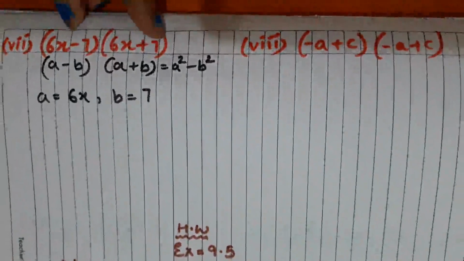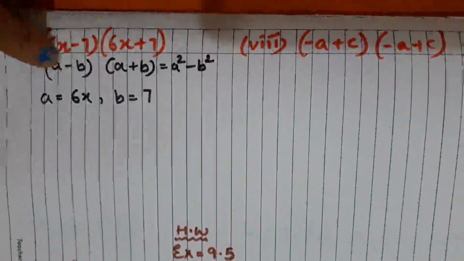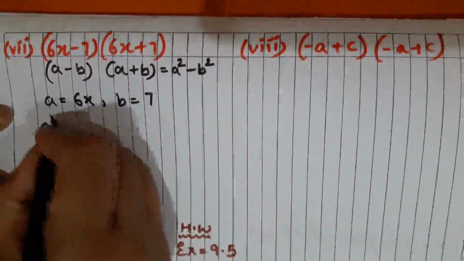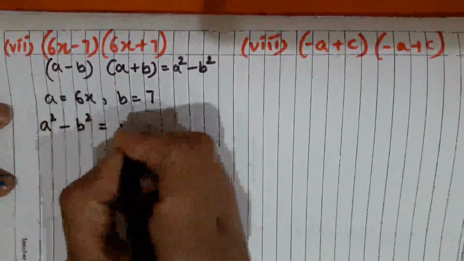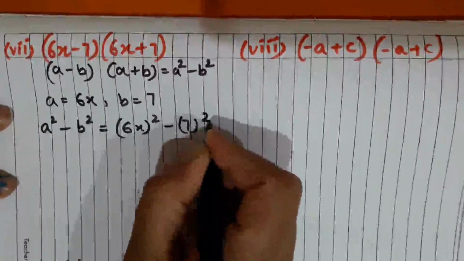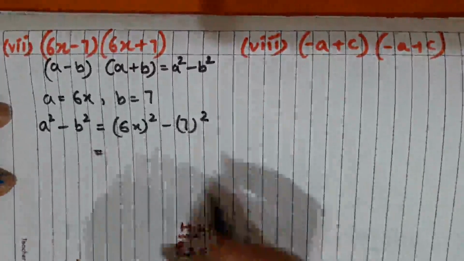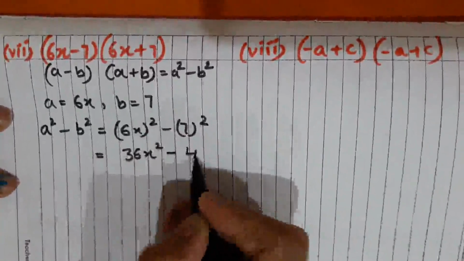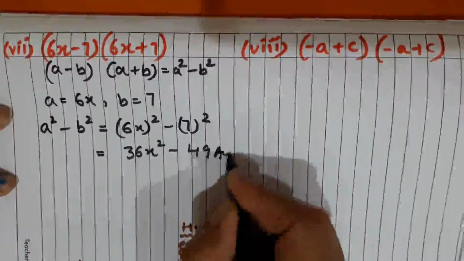According to this expression, when we are putting in this formula, a is 6x and b is 7. So the rightmost side is a square minus b square. So (6x) whole square minus 7 whole square, you will get 36x square minus 49. So this will be your answer.